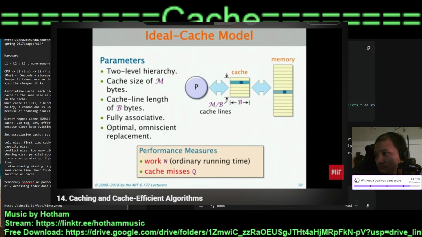There are two performance measures that we care about. First, we care about the ordinary work, which is just the ordinary running time of a program. This is the same as before when we were analyzing algorithms. It's just the total number of operations that the program does. And the number of cache misses is going to be the number of lines we have to transfer between the main memory and the cache. So the number of cache misses just counts the number of cache transfers, whereas the work counts all of the operations that you have to do in the algorithm.